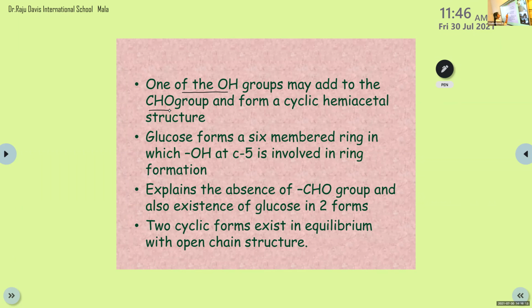And this glucose forms a 6-membered ring in which the OH at carbon 5 is involved in the ring formation. So this aldehyde group is attached to the OH group at carbon 5, the fifth carbon atom. It explains the absence of the CHO group and also the existence of glucose in two forms. The cyclic structure can explain the absence of the CHO group. That means it's not in a free state.